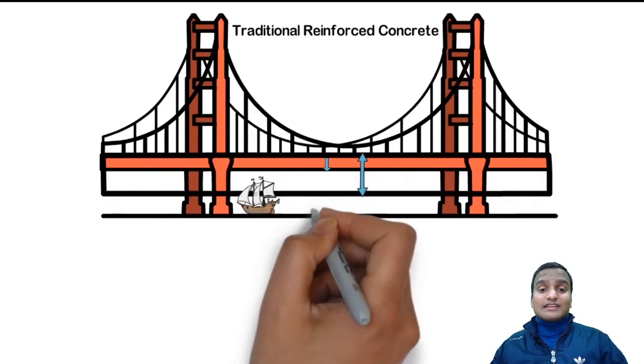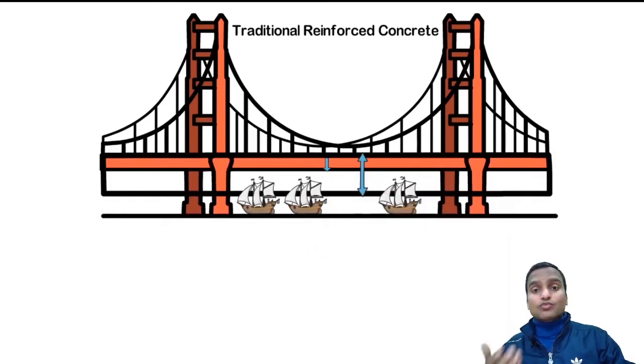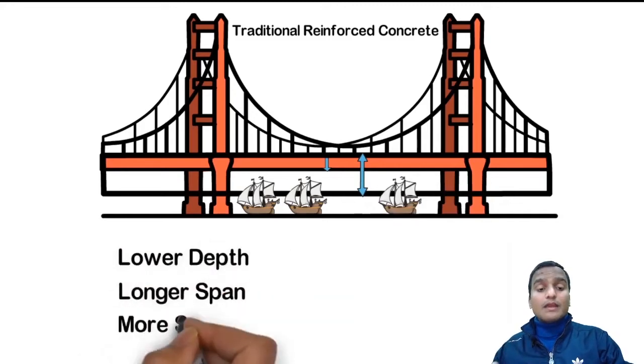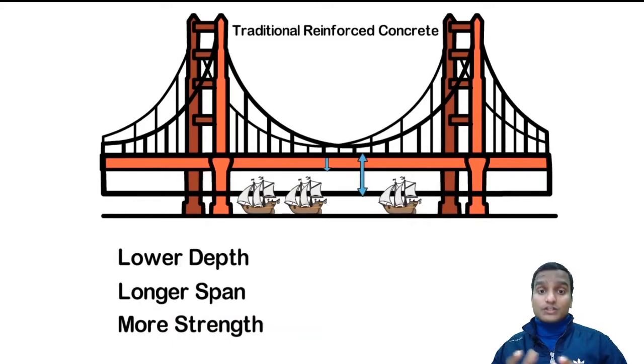Okay. And in that case, if there is a ship which has to pass through these bridges, then it will be an obstruction. So we want lower depth, we want longer span, and we also want more strength here. So achieving all these three characteristics is possible when we shift to the use of pre-stressed concrete in place of traditional reinforced concrete. So these are the special benefits that pre-stressed concrete gives us in comparison with traditional reinforced concrete. Now, how these special qualities come into pre-stressed concrete, that also we will understand very soon.